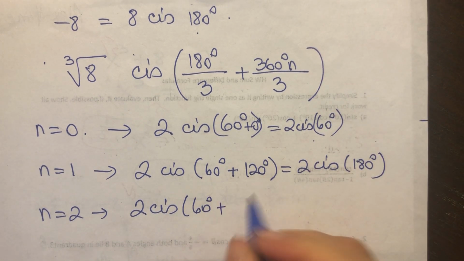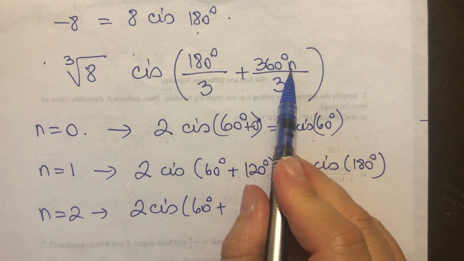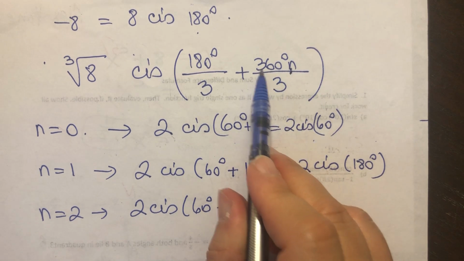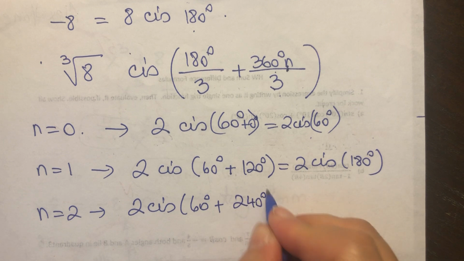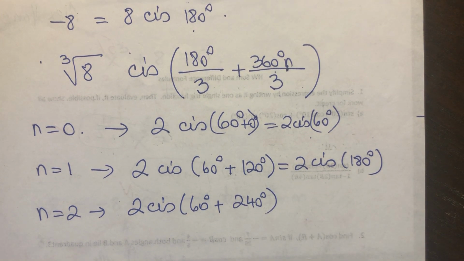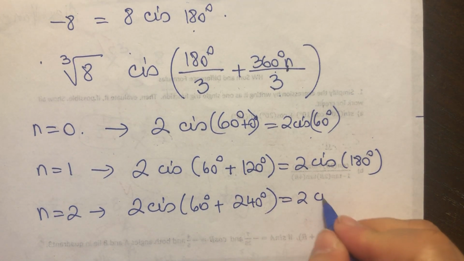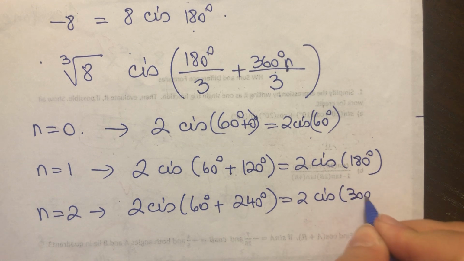That's a 60 plus, I'm using 2, right, of these 360s divided by 3. So that's 120 times 2, which is 240. So all these answers are off by 120. So that's 2 cis of 300 degrees.